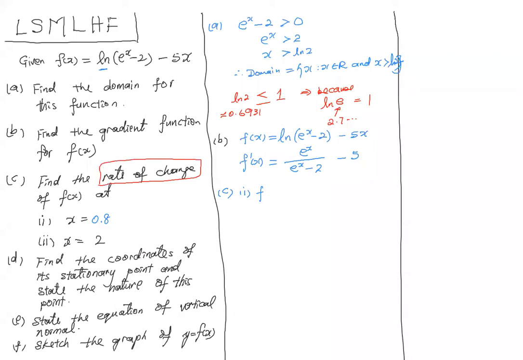You must look carefully. I want the rate of change. So you have to put into f prime x. That is, I put 0.8. So e to the power 0.8 divided by e to the power 0.8 minus 2, minus 5.